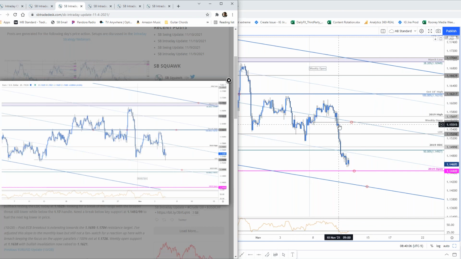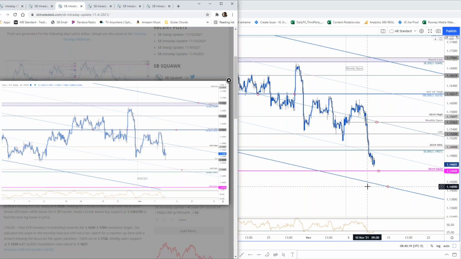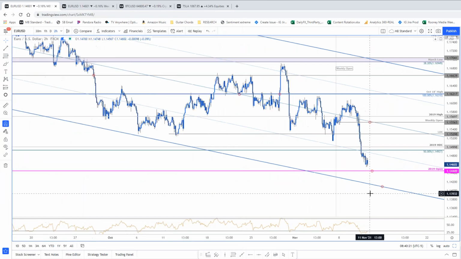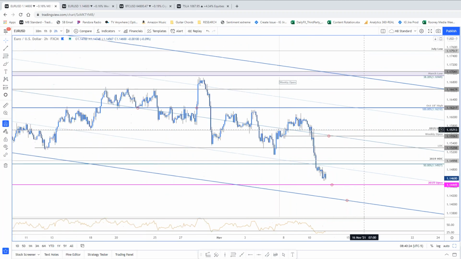Okay, and we just broke the weekly opening range low. Here we are. Again, if you're holding shorts, look to do something at 1445. You're still bearish below 1530. Next level down again, that slope comes in right below, right into the 14 handle. Any questions on Euro?